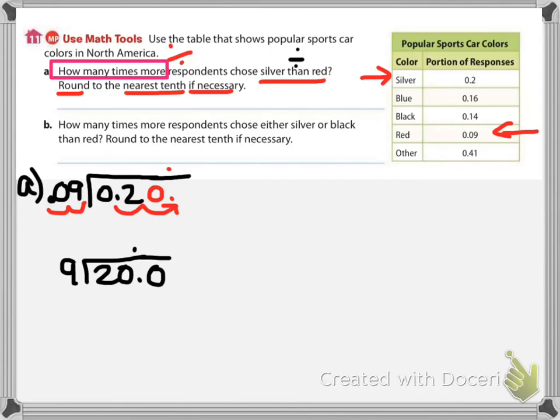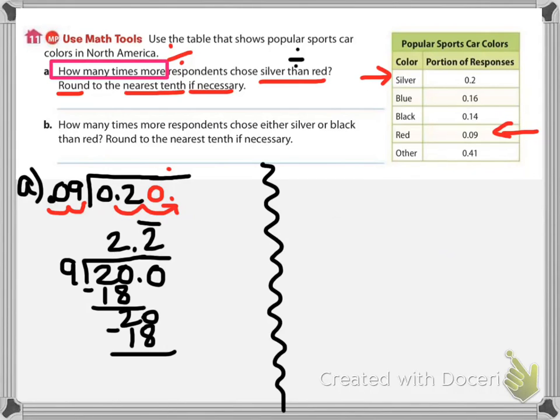Now I'm really solving it as 9. How many times will 9 go into 20? So pause here, make sure you have it set up correctly, and finish your division. Okay, and working out this problem, again, I've stopped the division once I realized that it's going to repeat a number. 2.2, it's going to keep repeating 2's.